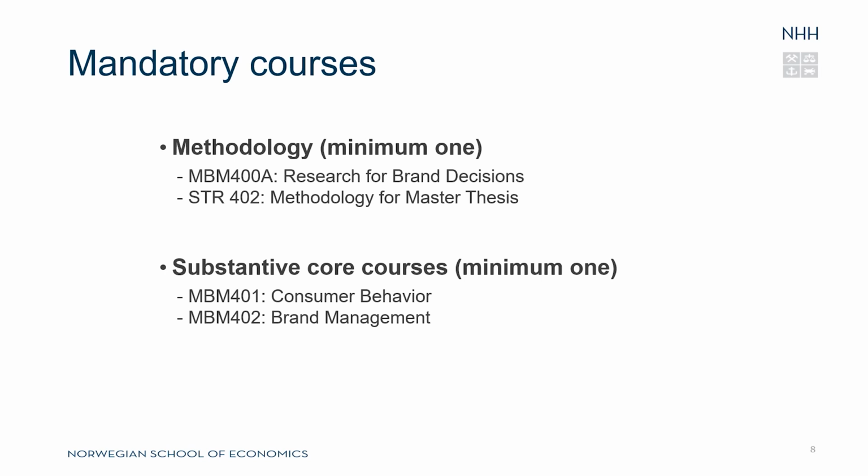Some courses are mandatory. You have to choose at least one method course, research for brand decisions, or methodology for the master thesis. Then you have to choose at least one main substantive course, consumer behavior or brand management. My recommendation is that you choose all 4 of these courses, or at least one method course and both substantive core courses, because they're so important and fundamental.